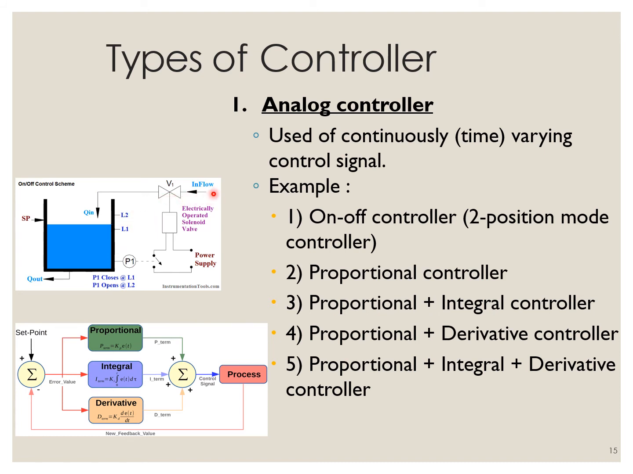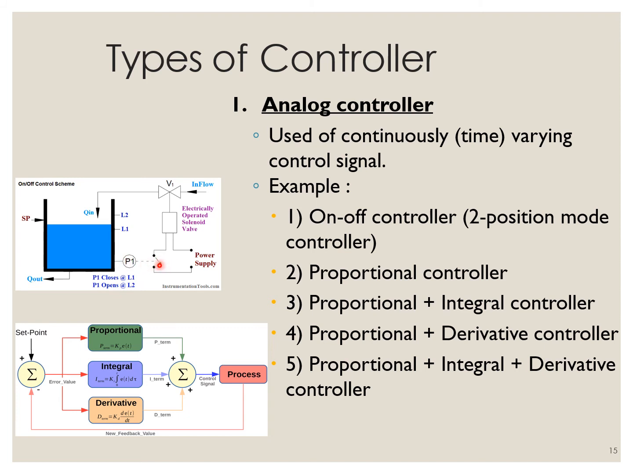For the on-off controller, this is an example of a level control system. We can see here there is a flow in, fed into the tank. We have L1 and L2 as indicators and P1 is a sensor. When the water level reaches L1, like a manual sensor, this P1 will be closed, and when it closes, it causes the power supply to turn on. When the level of the tank reaches L2, it causes P1 to open.